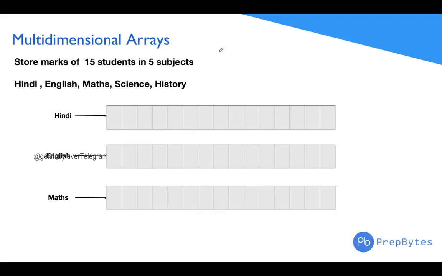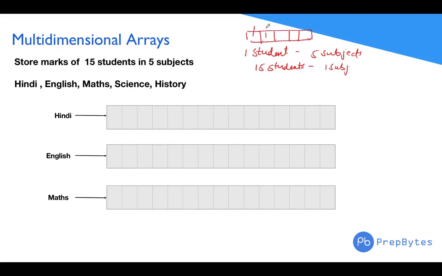So what we have seen till now is, let's say I have to store marks of one student in 5 subjects, or for that matter I want to store marks of 15 students in one subject. In the first case we'll have an array which will have 5 values in it, each corresponding to one subject. In the second case we'll have 15 elements, let's say I'm storing marks of maths, each corresponding to marks of a particular student S1, S2, S3.